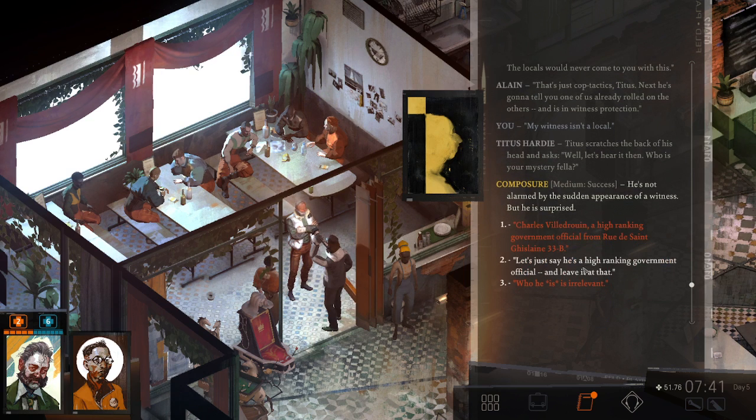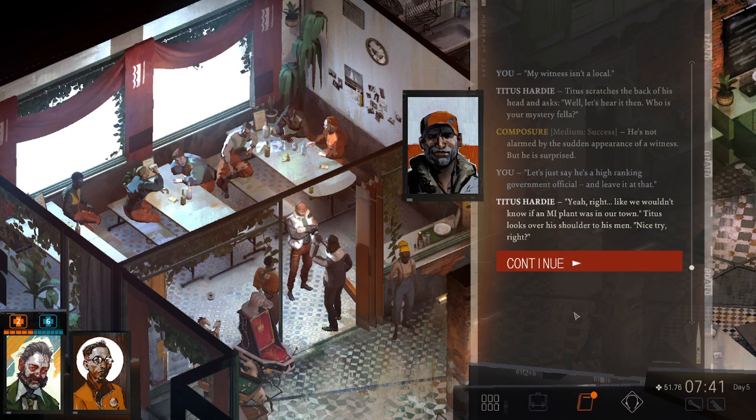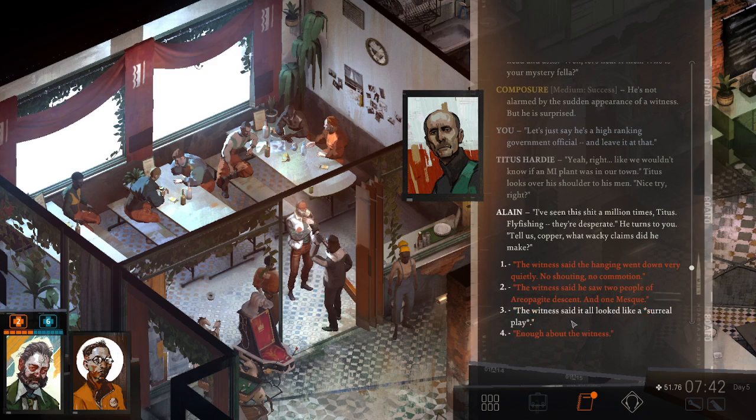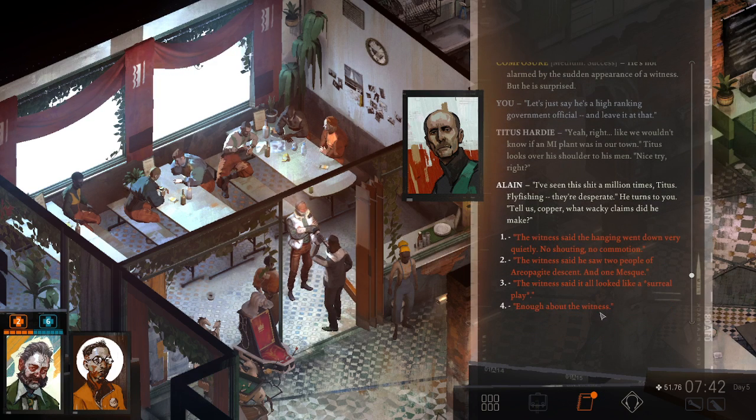What should we say here? Let's just say he's a high-ranking government official and leave it at that. Yeah, right. Like we wouldn't know if an MI plant was in our town. Titus looks over his shoulders to his men. Fly fishing. They are desperate. He turns to you. Tell us, Copper, what wacky claims did he make?